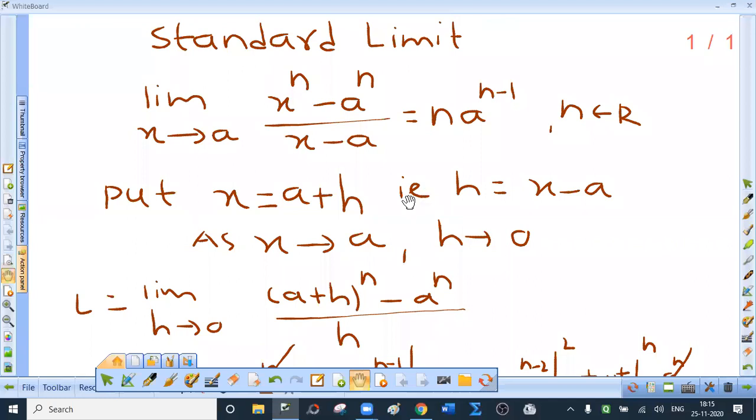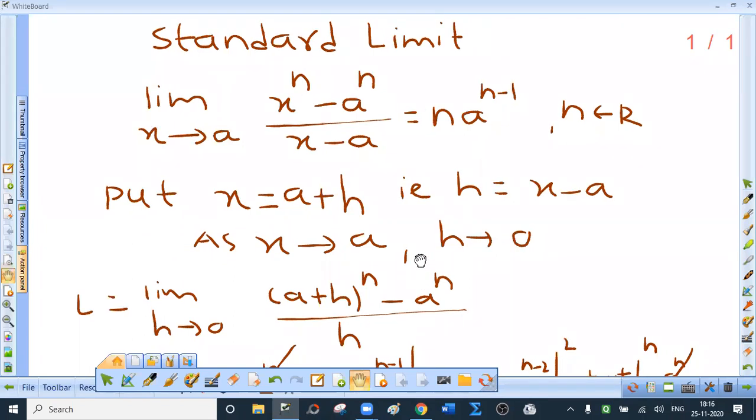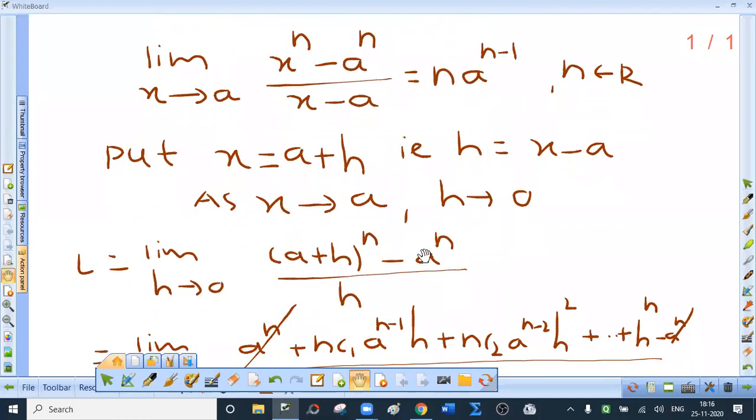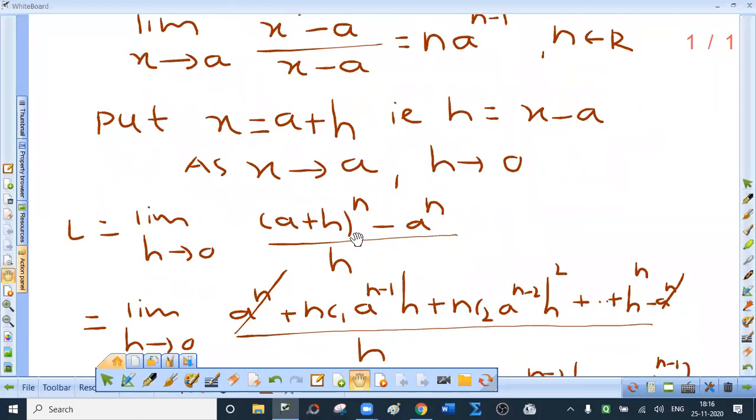Now I will explain the proof. Put x equal to a plus h, meaning we are using a different variable h. Means h is what? x minus a. As x tends to a, h will tend to a minus a, that is 0. When we use substitution, we must find the tending value of the new variable, of course. So limit h tends to 0, a plus h raised to n minus a raised to n upon h.